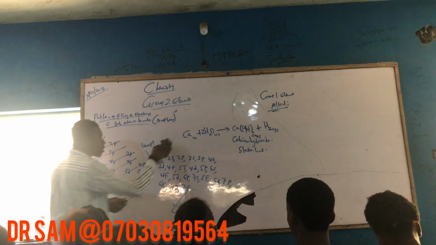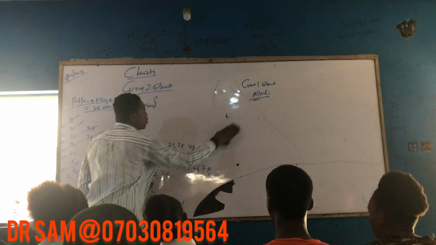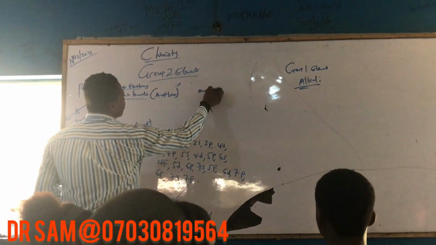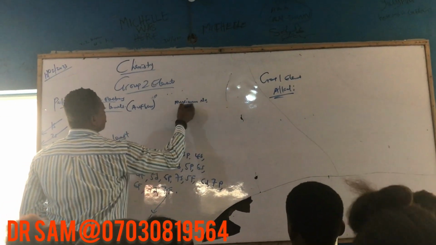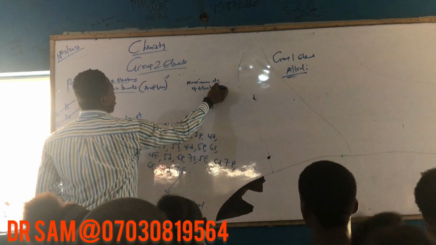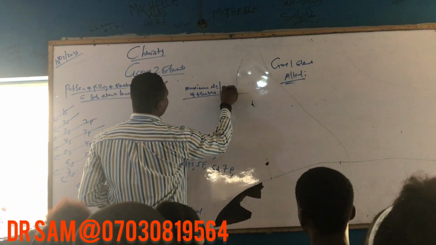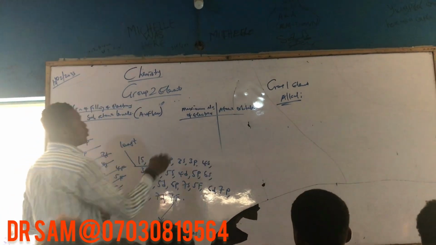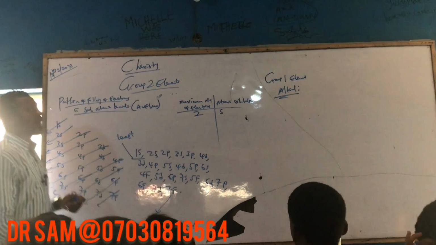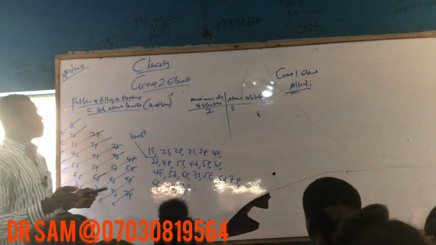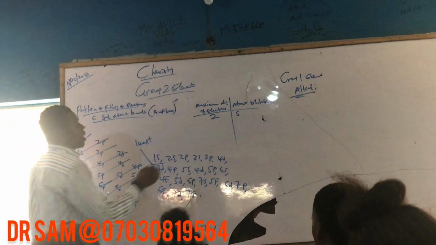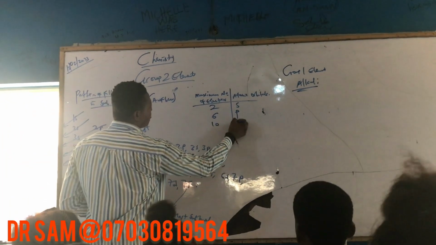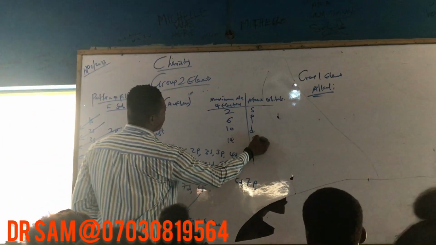Let's write those numbers out for them to also know, so that it doesn't look like what we are teaching, they will be totally lost. The maximum number of electrons each atomic orbital can accommodate: 2 electrons is the maximum for s. Then 6 is the maximum for p. Then 10 is the maximum for d. And 14 is the maximum for f.